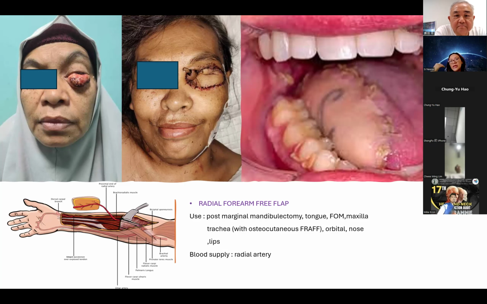You have to put skin graft on the top of the forehead defect. And that's why, if you are able to do it, it's better to use radial forearm free flap. It's very easy to harvest, and the operating time is lesser and quicker than any other soft tissue reconstruction.